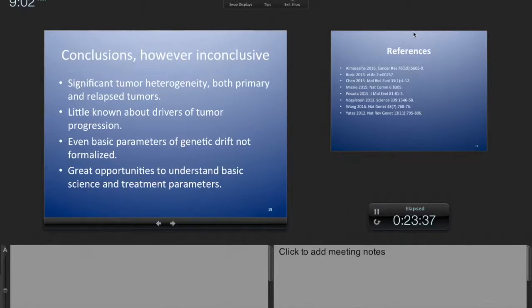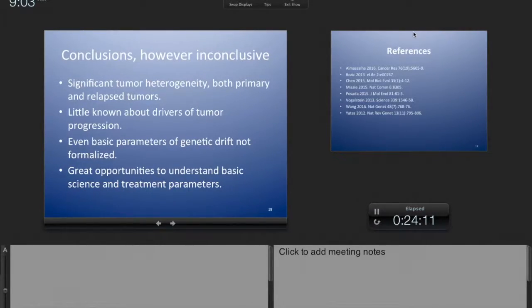But what we do know, and probably everybody here already knows it, is that there is significant tumor heterogeneity, both in the primary and relapse tumors, that although knowledge is increasing, we can't specifically state in any individual case, let alone generalize across all cases for a particular diagnosis, what are the drivers of tumor progression, but we know that some of them exist, and we have some ideas of what the probability of each one of them is in presenting, in working towards a relapse of cancer.